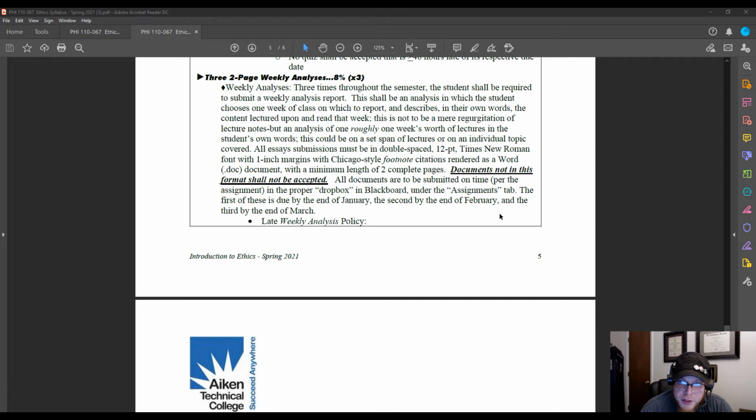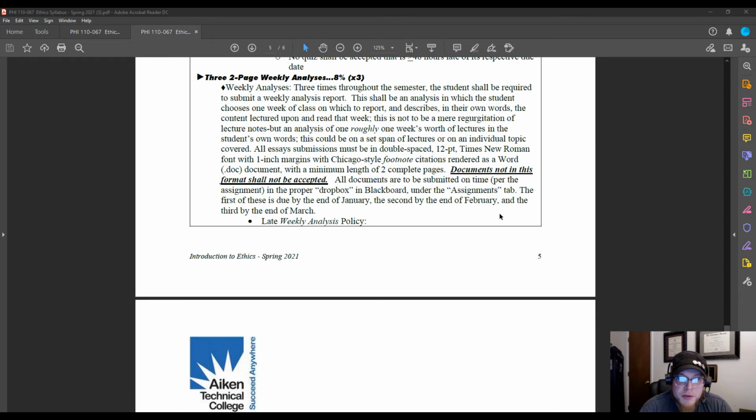This shall be an analysis in which the student chooses 1 week of class on which to report and describes in their own words the content lectured upon and read that week. This is not to be a mere regurgitation of lecture notes, but an analysis of roughly 1 week's worth of classes in the student's own words. This could be on a set span of lectures or an individual topic covered.